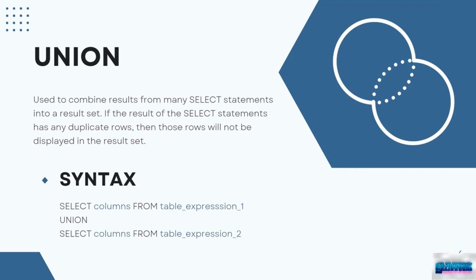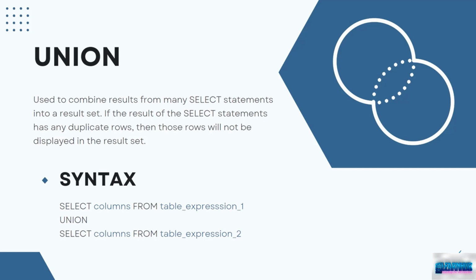Let's start by discussing union. The union operator is used to combine results from many select statements into a result set. If the result of the select statements has any duplicate rows, then those rows will not be displayed in the result set. As you can see from the Venn diagram, it takes all of the records from the specified select statements and combines them into one. Unlike join operators, which match records using a key column, union combines data by appending it on top of one another.